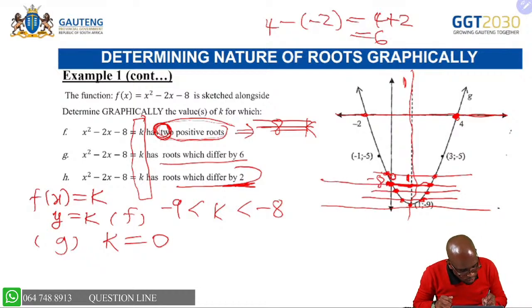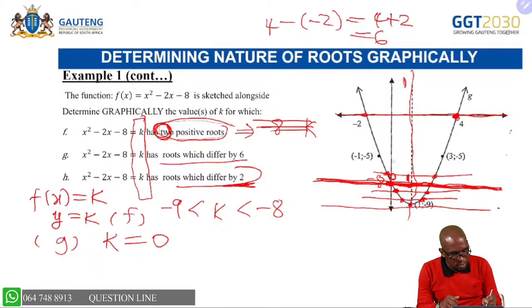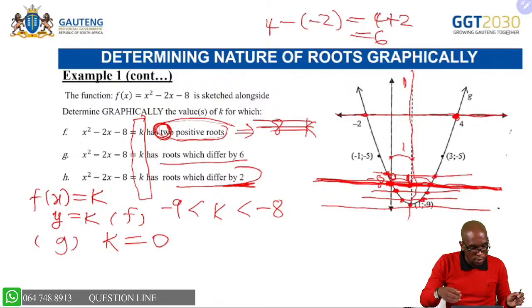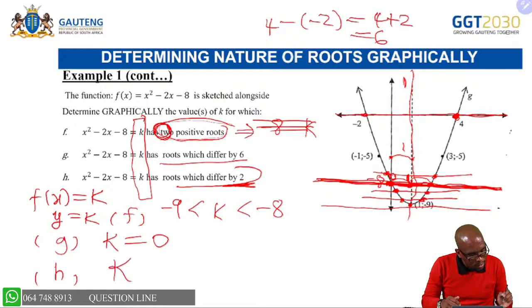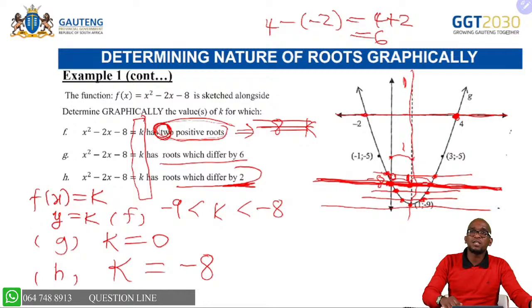So if I put my horizontal line here exactly at the y-intercept, what would be the distance? From the y-intercept to the axis of symmetry is 1, and from the axis of symmetry to that extreme point is also 1. So the distance is 2. The distance is only 2 when k equals minus 8.